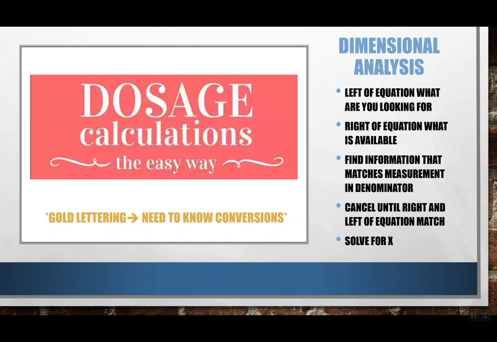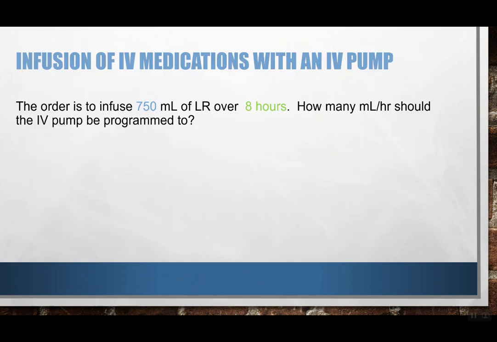So, dimensional analysis. Again, know your conversions. On the left of the equation, know what you're looking for. The right of the equation is what is available. Find information that matches the measurement in the denominator. Cancel until the right and left of the equation match and solve for x. It'll make more sense as you go forward. Pause whenever you start seeing these equations and I start going through the answers. It gives you a chance to work on them, and you'll see how I solve for x moving forward.